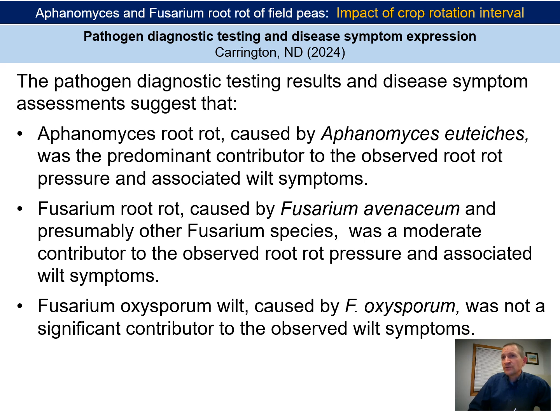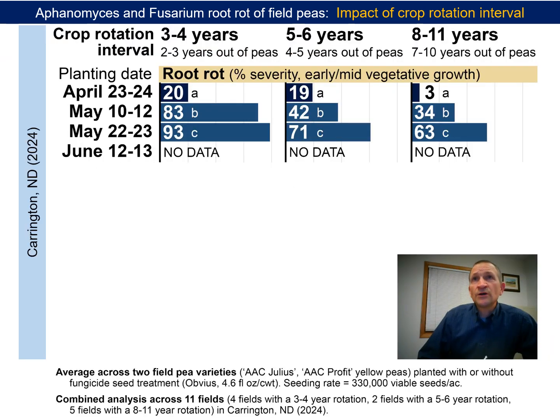So what these results suggest is that these studies were conducted in fields with very high Aphanomyces pressure, moderate Fusarium root rot pressure, and very low levels of Fusarium oxysporum wilt. All right, so what did we see?